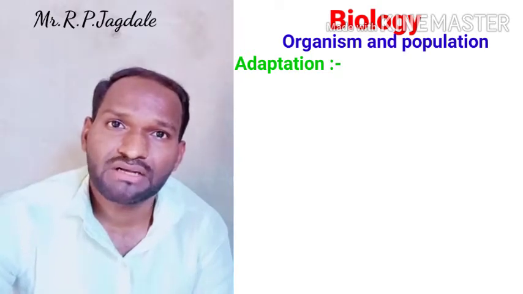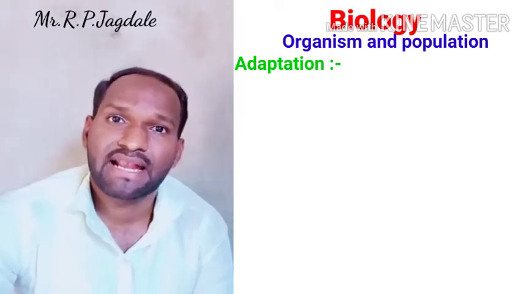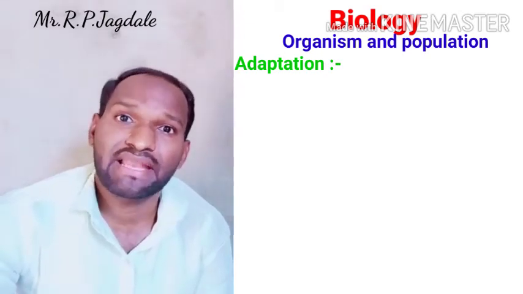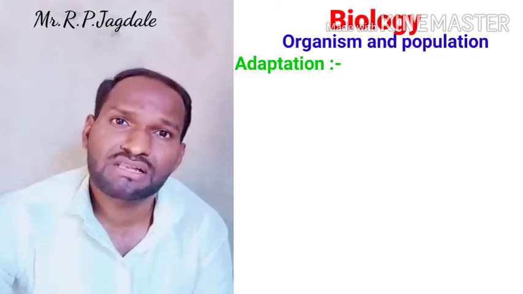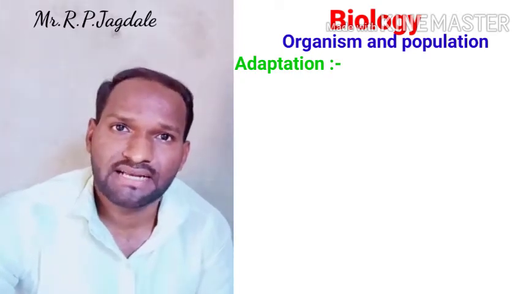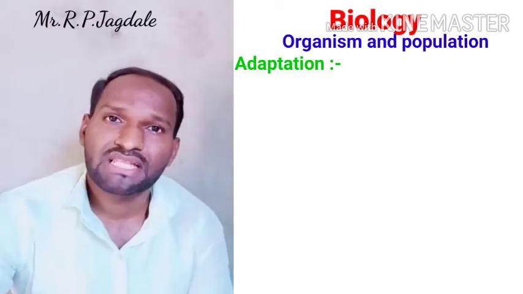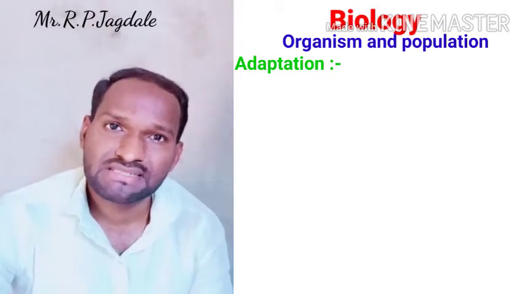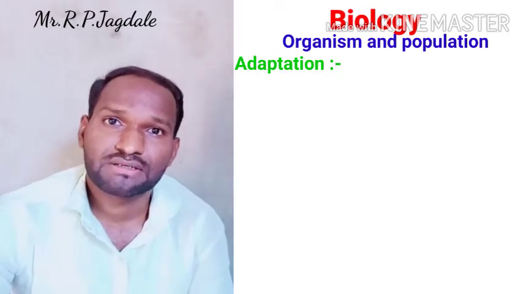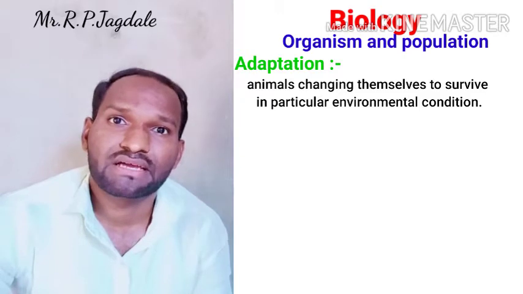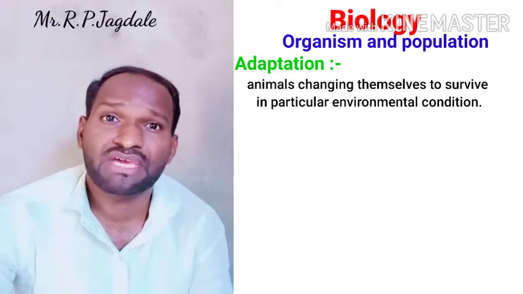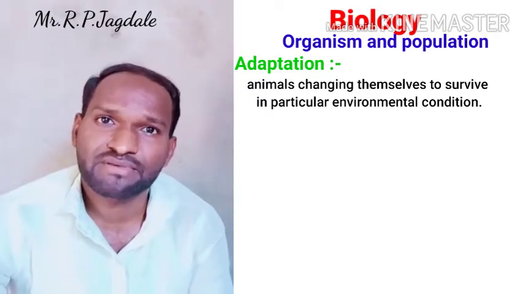Adaptations are nothing but the changes adopted, or the changes in the animals. It may be morphological or behavioral changes occurring in animals. That is called adaptation. That means, in simple language, when animals go to some places, they adapt themselves, they change themselves to cope up with those environmental conditions. It may be morphological, their metabolism changes, their behavior changes. That is called adaptation.